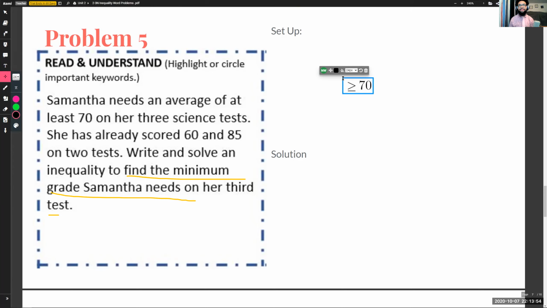And she's already got a 60 and an 85 on her tests. So we know those are going to be 2 of our given values. She got a 60 and she got an 85. And she's got one more test left. So what does she need to get on this last test? That's what we're trying to figure out.